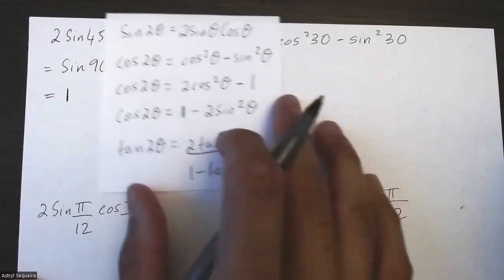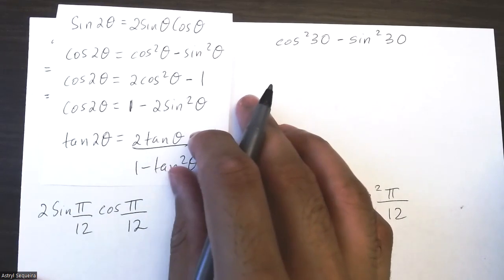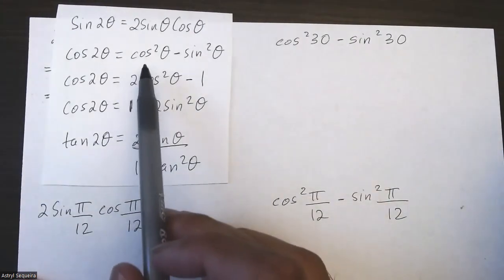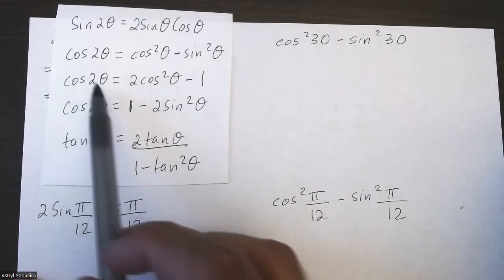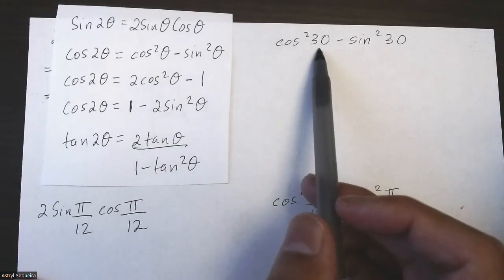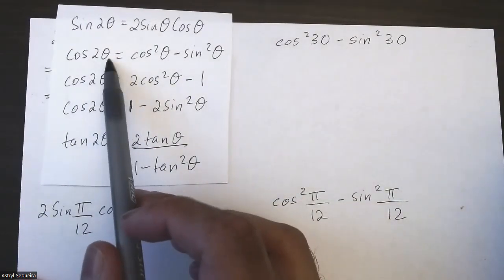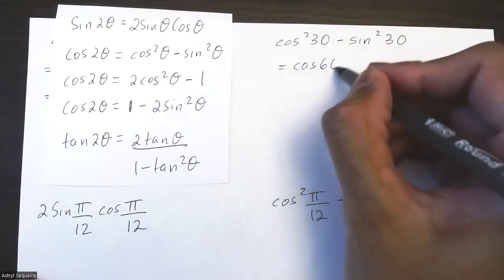Okay, let's go to the second question over here. We have cos squared 30 minus sine squared 30. So cos squared 30 minus sine squared 30 matches this first equation for cos. There's 3 equations for cos. Matches this one over here. So I know theta is 30 degrees. So 2 times 30 is 60. This is just going to be the same as cos of 60.